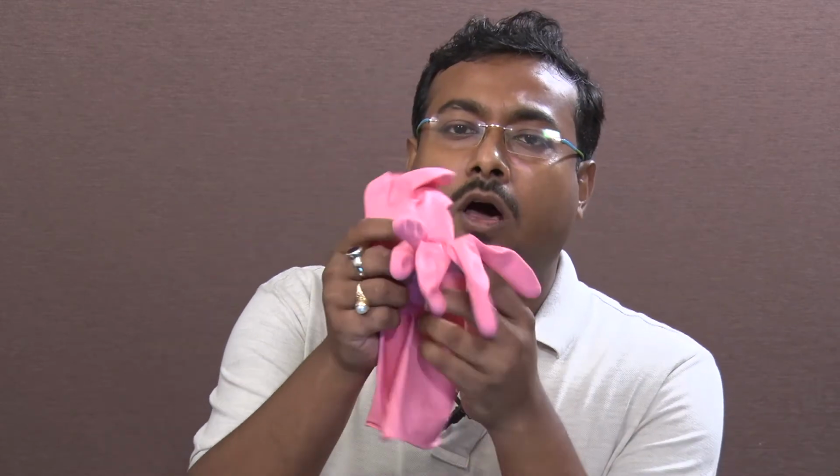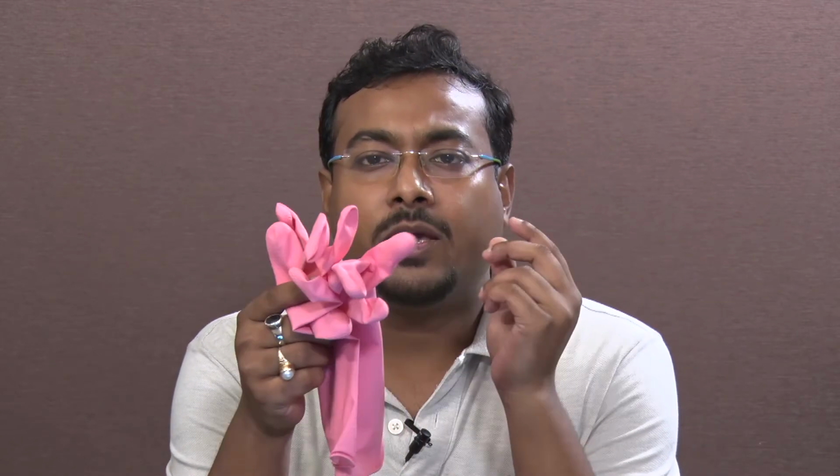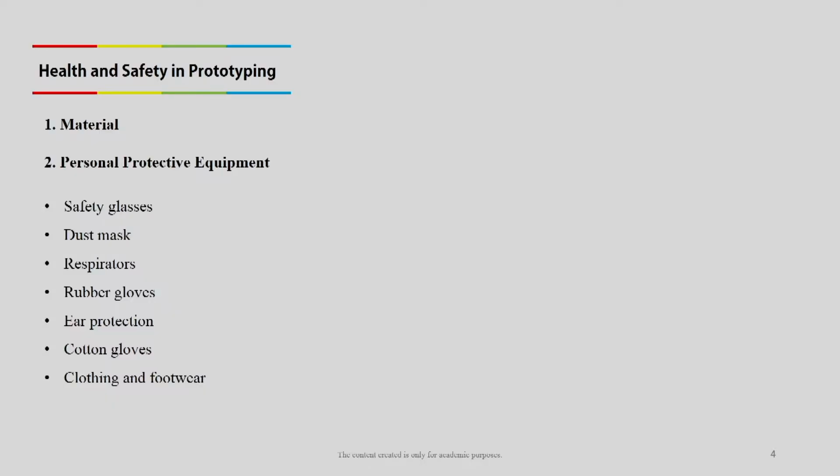Next is rubber gloves. Rubber gloves are used when you are handling any kind of thick paste or filler material during prototyping. Next is ear protection. While working on the shop floor, you may have a lot of sounds. To protect your ears, you need this kind of ear muffs. You can wear it like this.